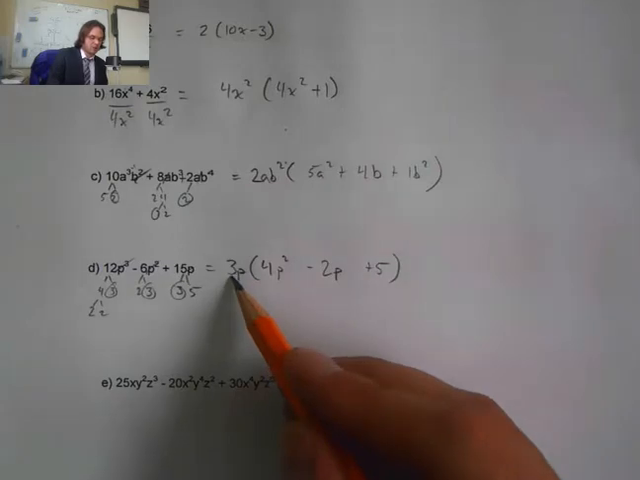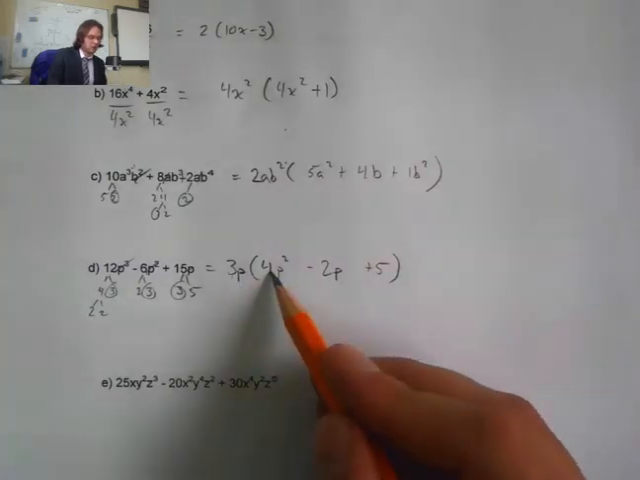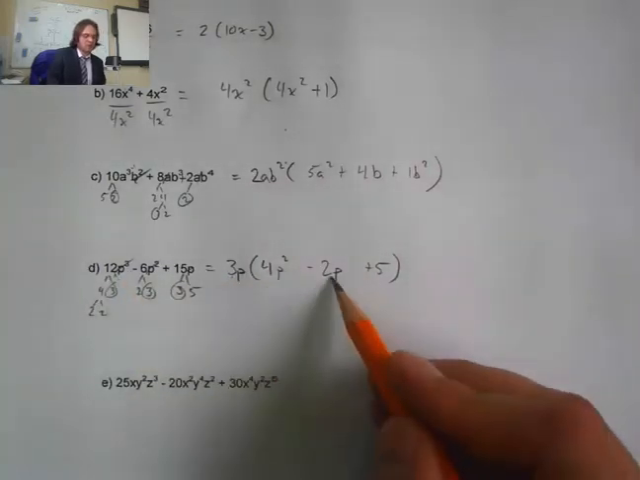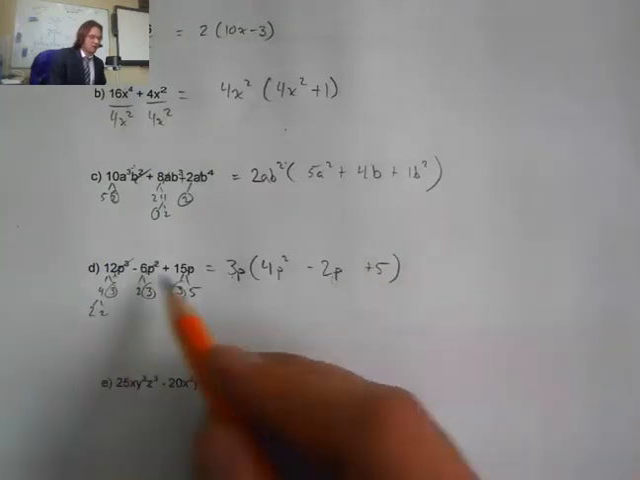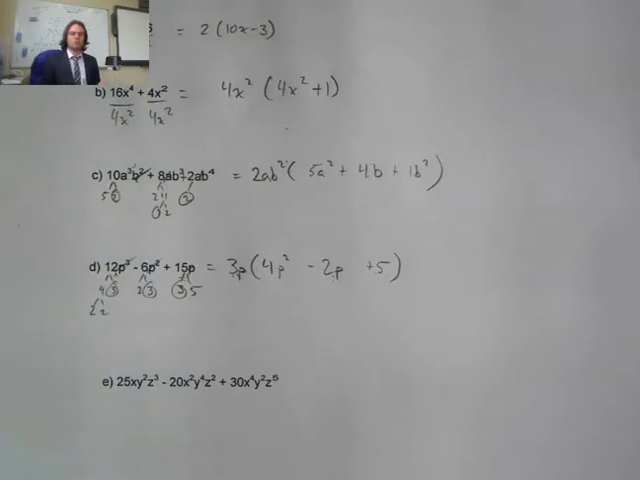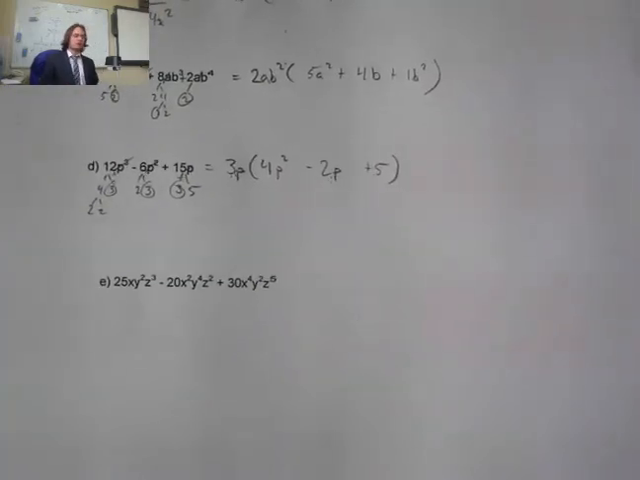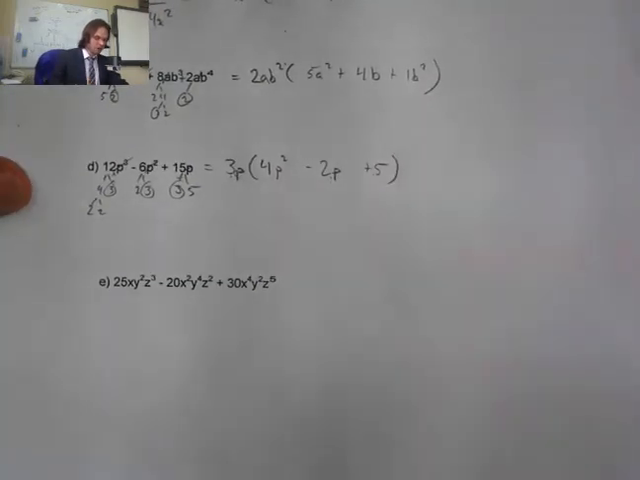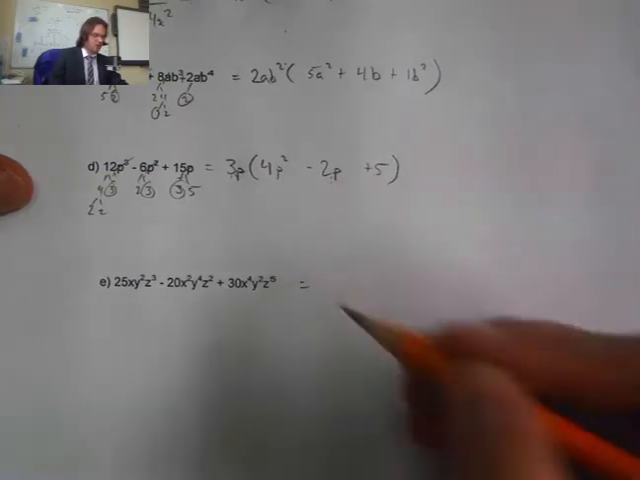And I could double check. 3p times 4p squared is 12p cubed. Yep, 3p times negative 2p gives me negative 6p squared. And 3p times 5 gives me 15p. Works perfect. Okay, last one of these ones. Let's see what I can take out here. We want to factor this one out.